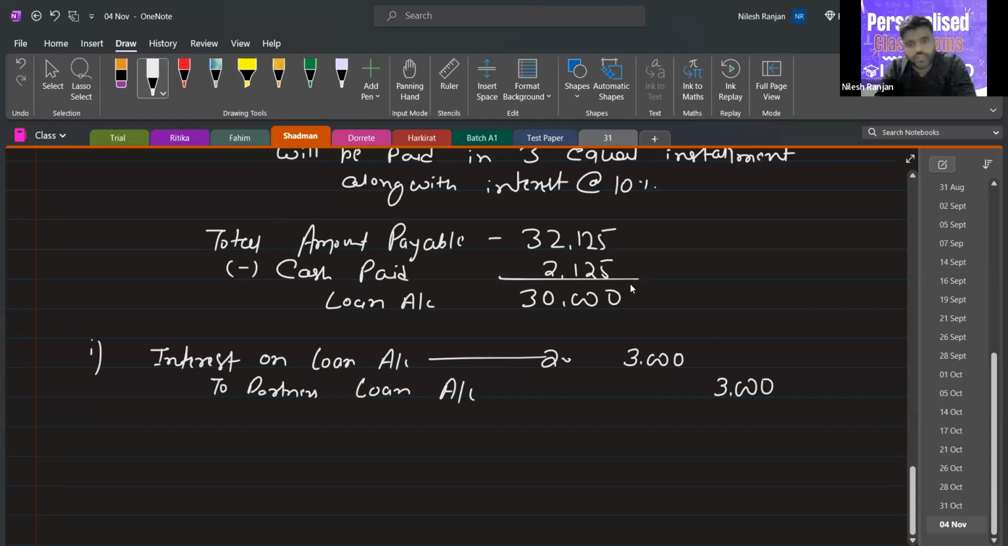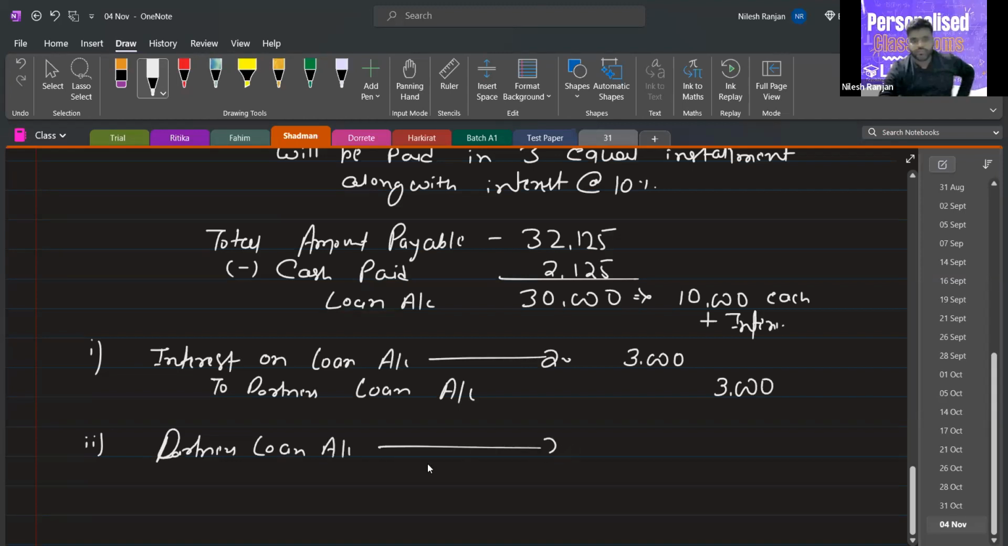Now, this amount payable is divided into 3 equal installments, that is 10,000 each, plus interest. So 10,000 every installment plus interest. In the first installment, it will be 13,000. So partners loan account debit to cash account, 13,000.